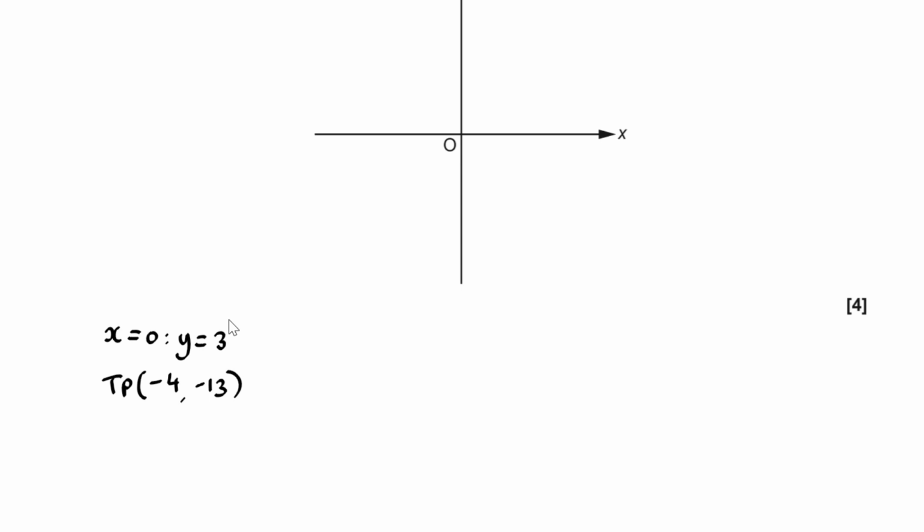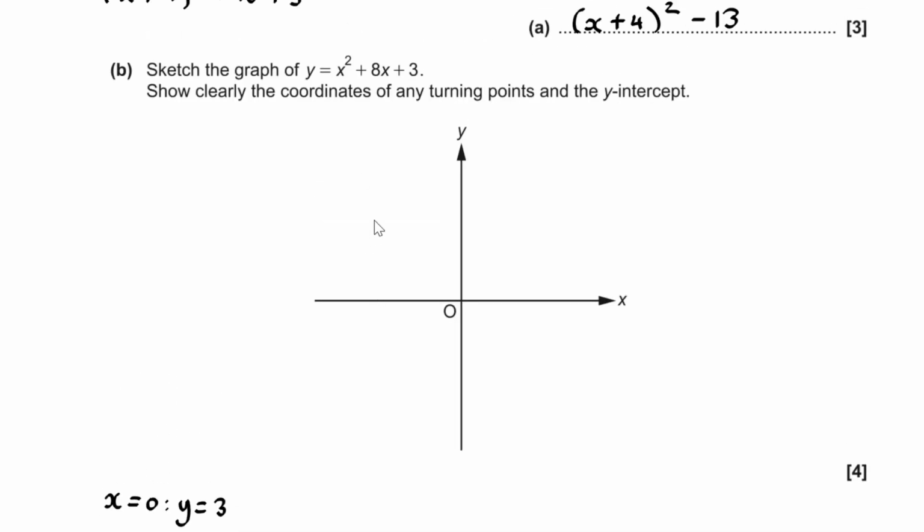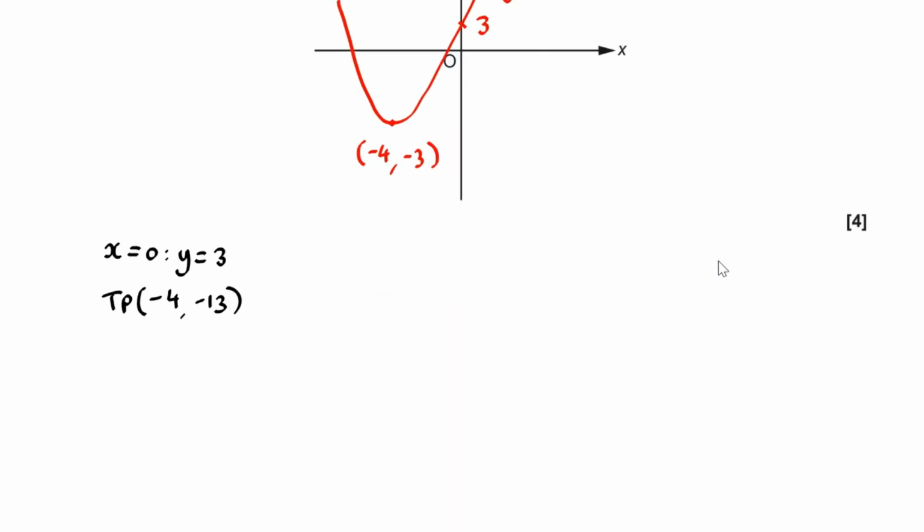So the graph looks something like this. We've got our turning point having coordinates minus 4, minus 13, crosses here at 3, so we've got y equals x squared plus 8x plus 3.